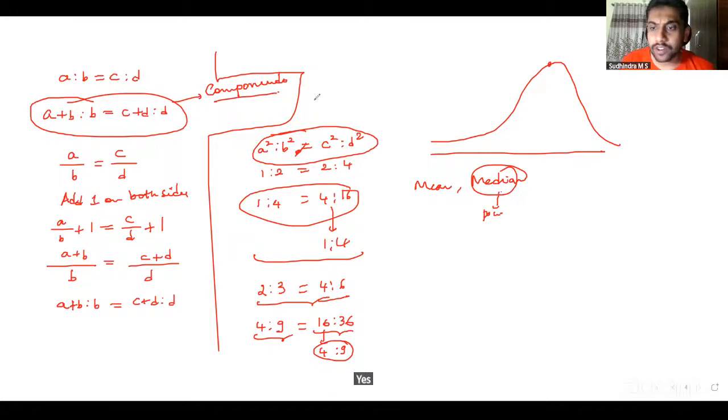Completed, everyone? Sir, is that diagram necessary or just for example? Just for example. No, not required.